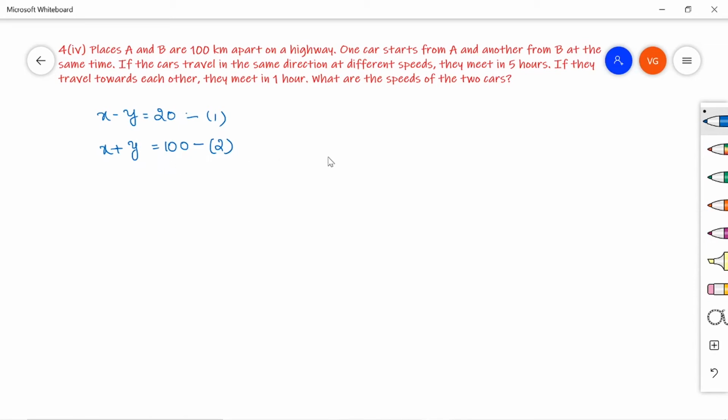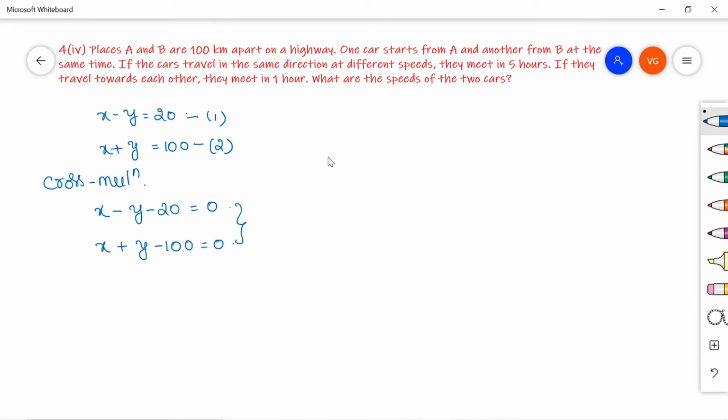Now we need to solve these two equations to get the speeds of these two cars, right? So let us try to solve this using the cross multiplication method. In the cross multiplication method, I have to write them in the standard form. So I am writing them in a1x plus b1y plus c1 is equal to 0 form. So x minus y minus 20 is equal to 0.